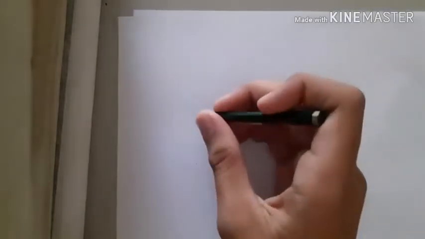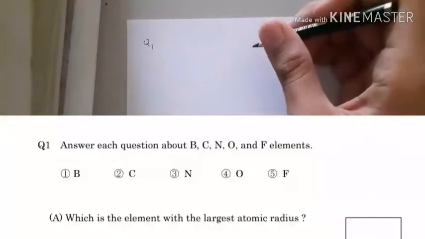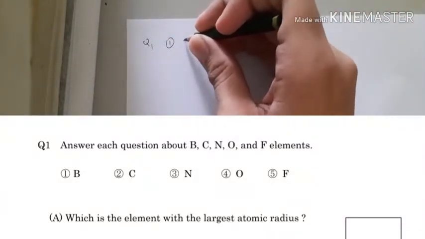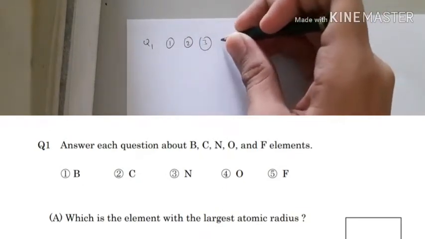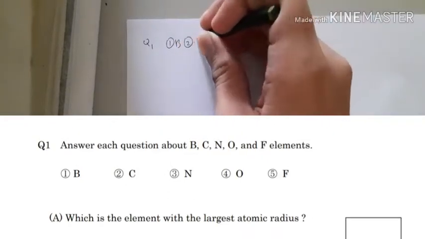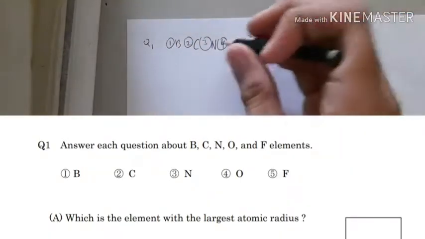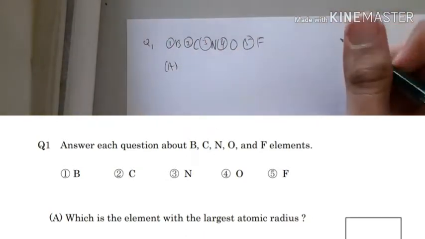Okay, so let's go for question number 1. Right, question number 1, they say that we have boron, carbon, nitrogen, oxygen, and fluorine. So boron, carbon, nitrogen, oxygen, and fluorine. And question A, which is the element with the largest atomic radius?